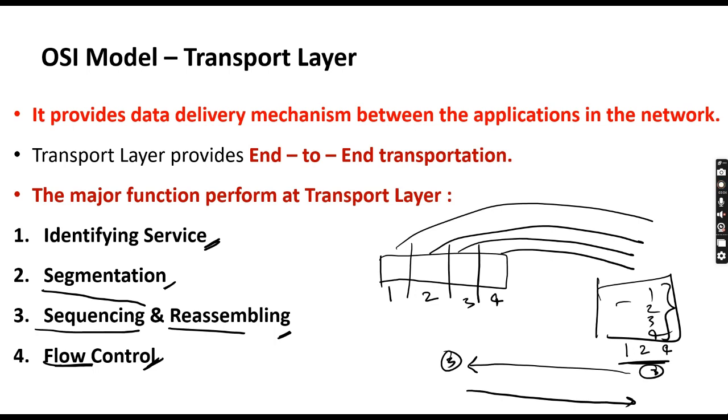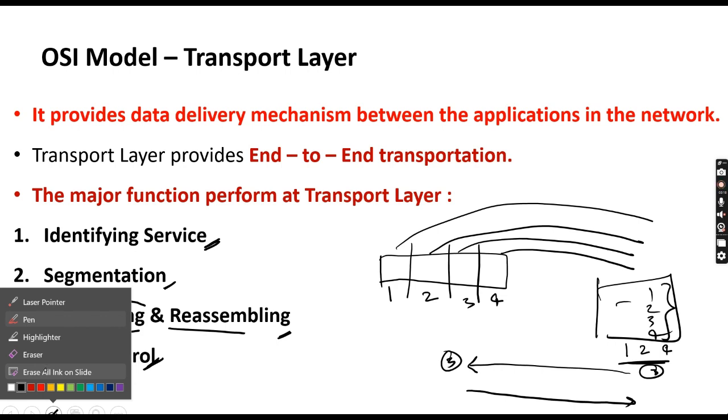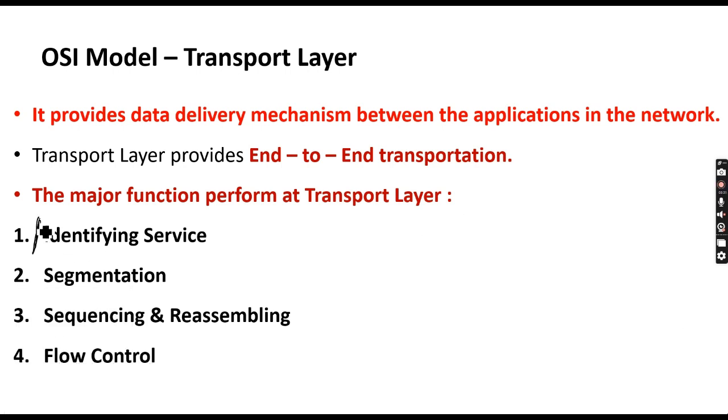So the transport layer is a very important layer which provides the data delivery mechanism between applications in the network. And the major functions are identifying your services, whether it is TCP, UDP or what kind of service, then segmentation, then sequencing and reassembling, and also flow control. This is the major job.